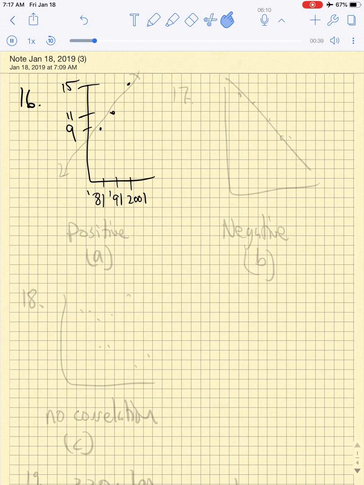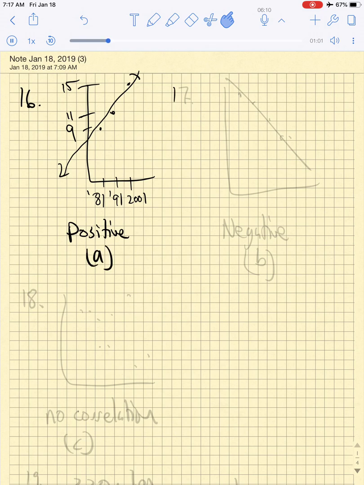So we got to be able to understand that when they have just the points graphed, we have to draw a line of best fit. So there's a straight line that goes as closely as possible to the points. So something like that, okay? And this, when you go from left to right, this is called a positive correlation. So the answer is A.